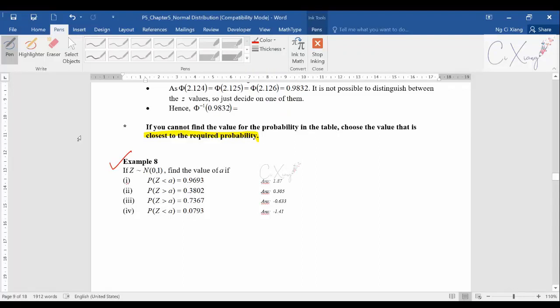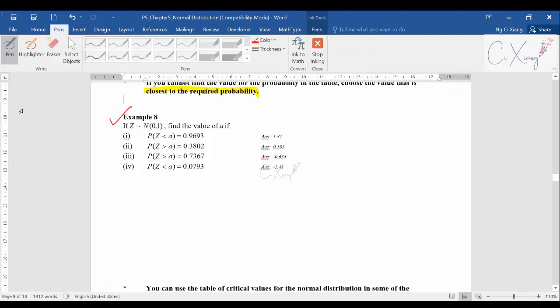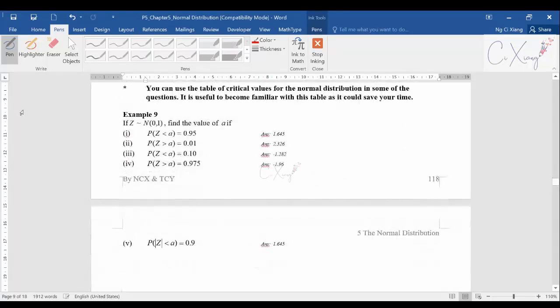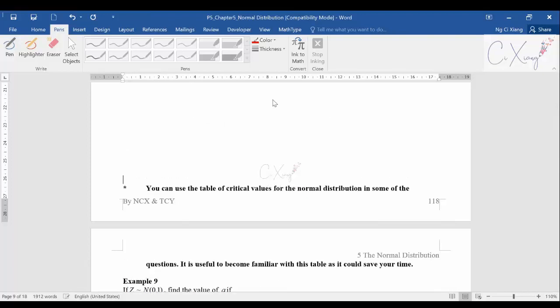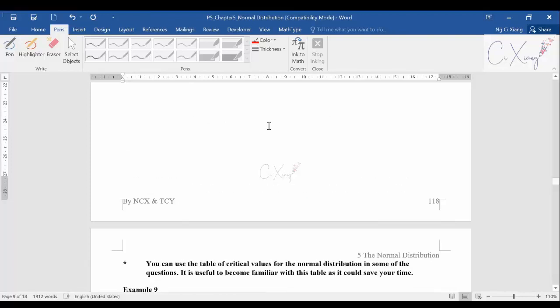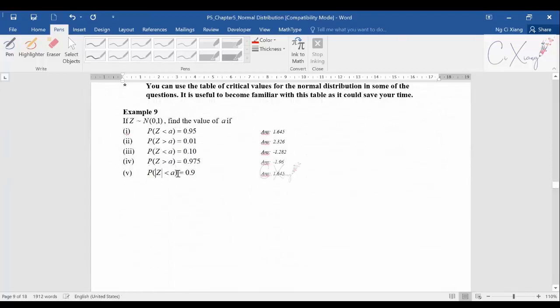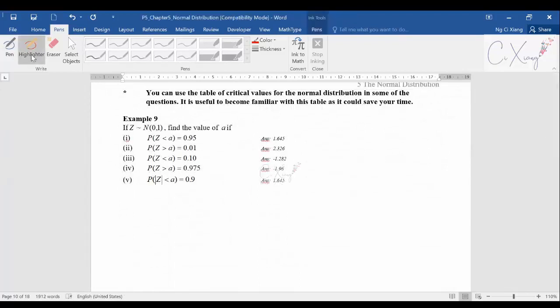Okay, and after that, same thing for example 9. For example 9, it is something that you should take note of. Actually, examples 8 and 9 are more or less the same. Just that example 9 is a bit special because you can actually find the critical value table to save time. What does it mean by critical value table? So stay with me for a while.